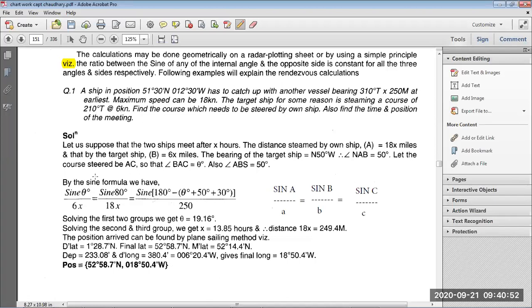So now to find out the other side, we measure the angles and we compare the sides and put in the sine formula, because the distance you can see is so big, 250 miles, which you cannot plot on the chart for radar plotting. So the bearing of the target ship is this, and let the course steered be AC, so that angle BAC is equal to theta and angle ABS is equal to 50 degrees.